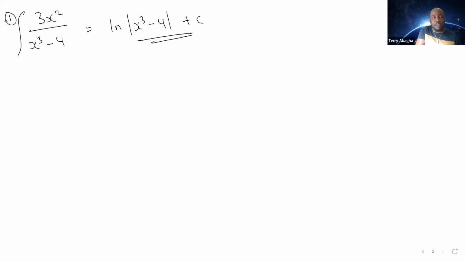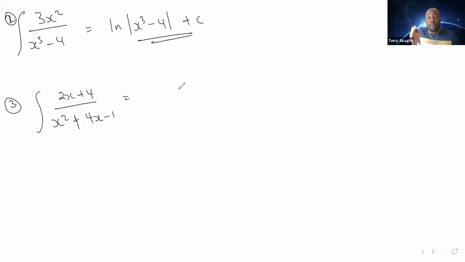So let's pick another example. Sorry, this is number 2. Let's pick another one, number 3. Let's say we are integrating 2x plus 4 divided by x squared plus 4x minus 1. Same thing. Can you see? When I differentiate this, it's going to give me 2x. Differentiating this is going to give me 4 and 0. So that means if I differentiate the denominator, it's going to give me the numerator. So it's still in the same form of f prime of x over f of x. So the answer is going to be ln of the denominator, ln x squared plus 4x minus 1 plus c. Easy. All right, so this is one of the simplest integral forms.